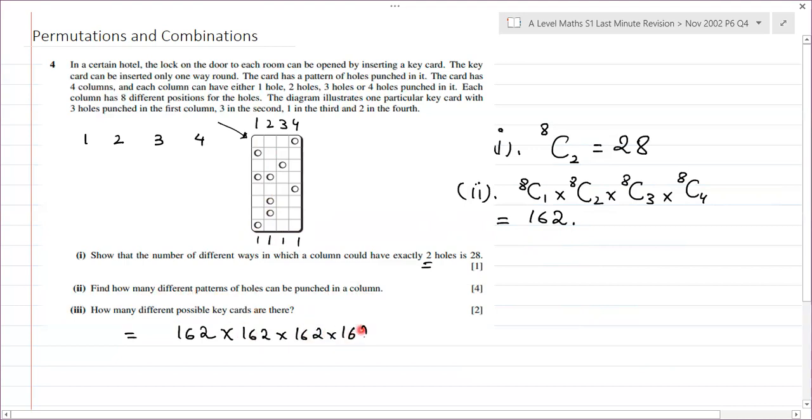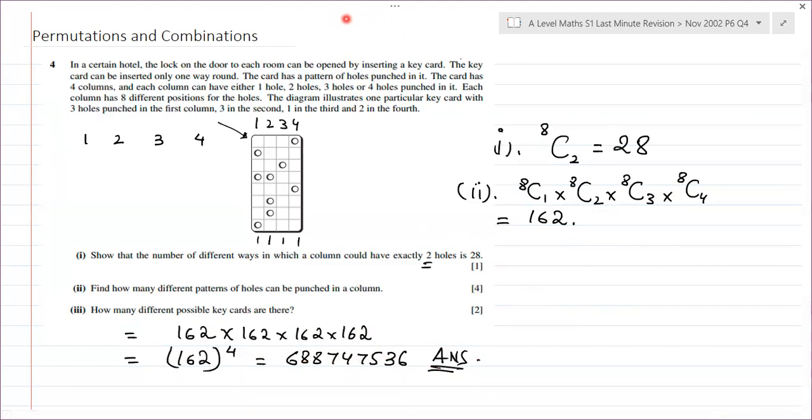So each column has 162 ways of having holes punched in it, of one hole, two holes, three holes, or four holes. So that's going to give you 162 to the power of 4, which is going to give you a huge number, 688747536 as your answer. This was from November 2002, paper 6, question number 4.